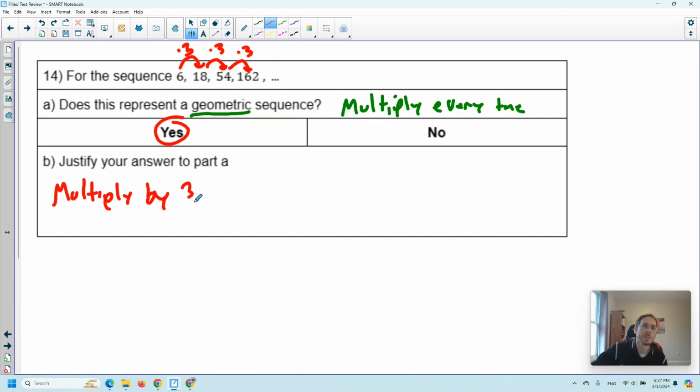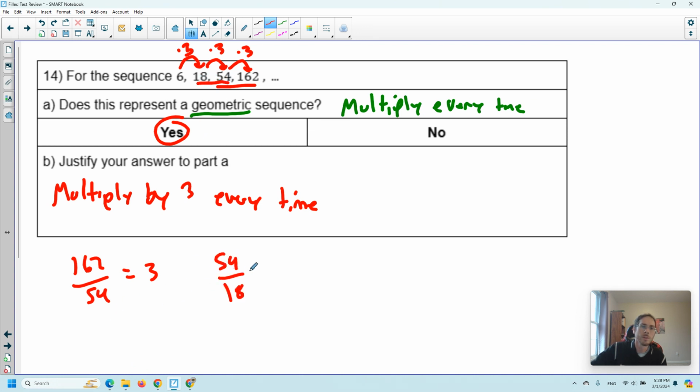We're multiplying by 3 every time. Now, if you wanted to double check, if you weren't sure, if you didn't see that it was times 3, that's okay. What you would do is just check each of the pairs. So 162 over 54 is equal to 3. 54 over 18 is equal to 3. 18 over 6 is equal to 3. And since they're all the same, since they're all 3, then yes, it is geometric, and we're multiplying by 3 every time.